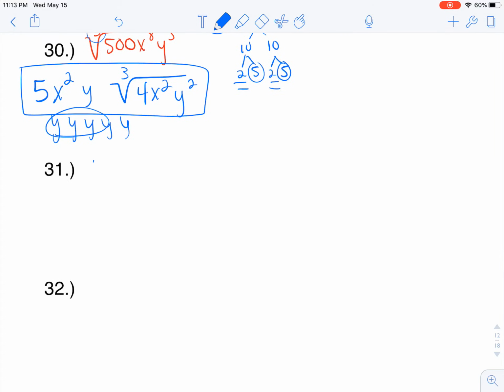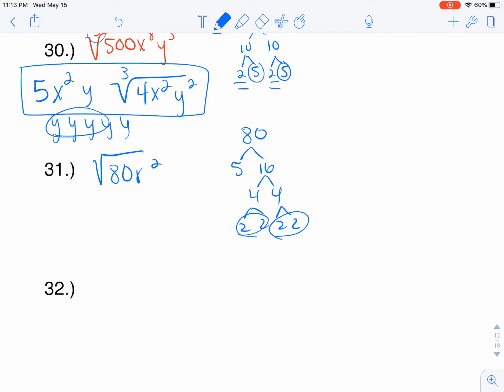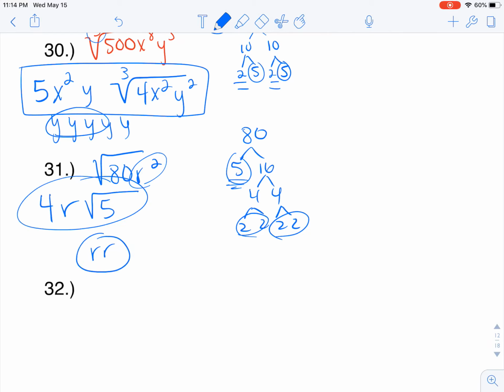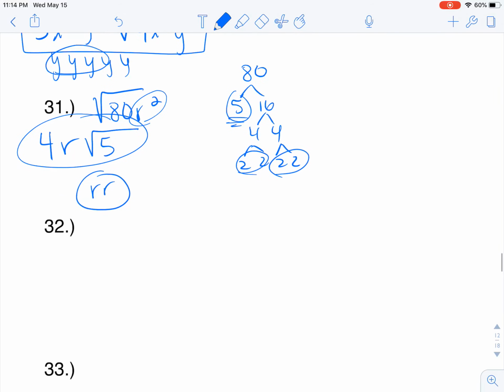All right, 31, square root of 80 r squared. So 80 is 5 and 16, 4 and 4, 2 and 2, 2 and 2. It's square root, so we're looking for pairs. We've got 2 of them, so multiply them. So we have 4 on the outside. 5 is the leftover. And then r squared would just be r, because you'd have 2 of them and you'd just have 1 pair. So 4r radical 5.